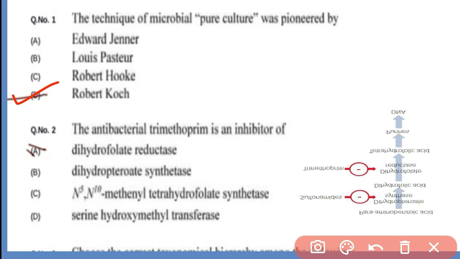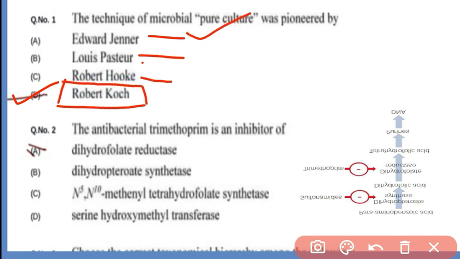The other options: Edward Jenner developed the first vaccine, which was against smallpox. Louis Pasteur was the first to demonstrate that infectious diseases are caused by microbes. He disproved the concept of spontaneous generation and developed the process of pasteurization. Robert Hooke gave the proof for the existence of microscopic organisms. So option D is the answer. Robert Koch gave us the technique of pure culture.